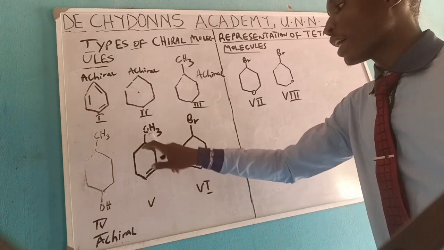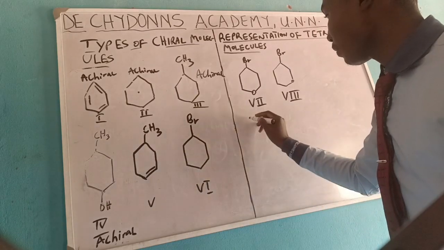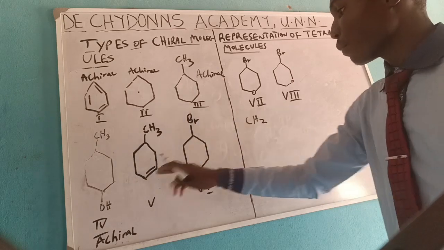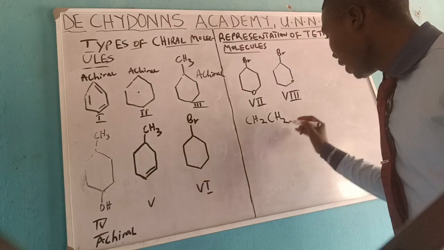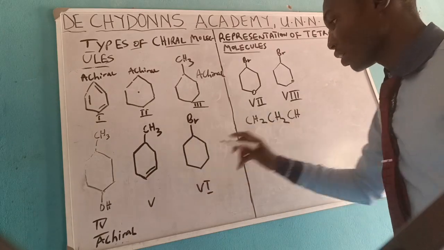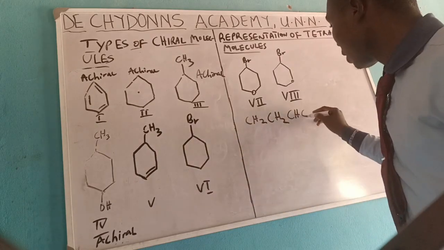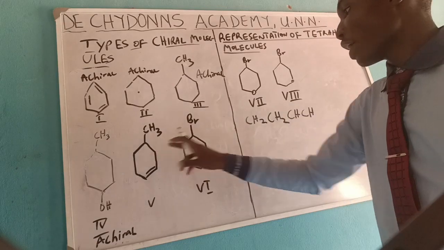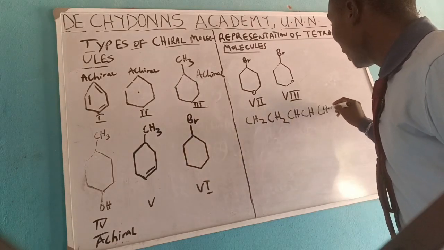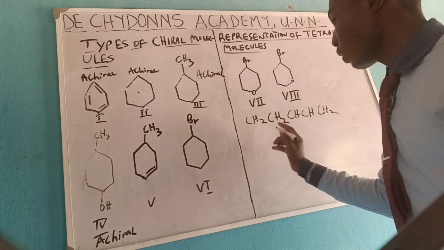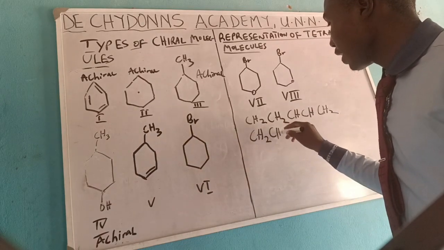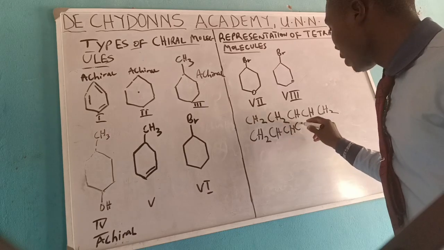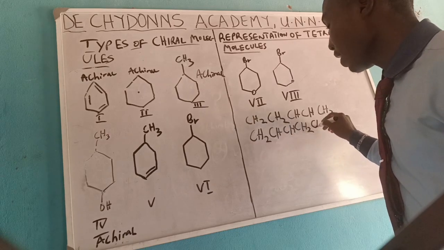So we'll start from here and then we'll go from here. What we have here is CH2, CH2, CH, CH, CH2. So let us come from this other point. Here we have CH2, CH, CH, CH2, CH2.